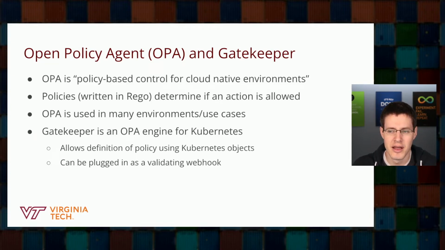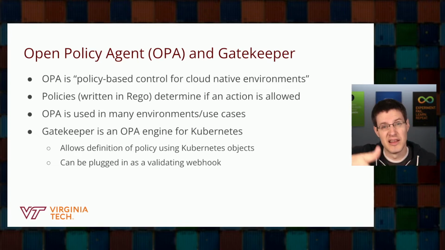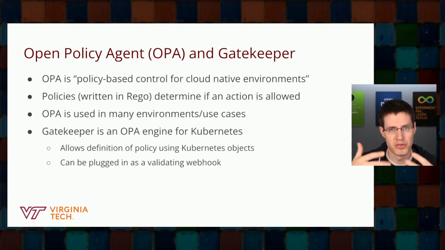OPA is used again in many environments and use cases, and what Gatekeeper does is it basically surrounds or wraps OPA, that policy engine, and it provides the web server to be able to receive those webhook requests, parse the JSON, and then basically pass the object into the policy engine, where then we can just write our policies. It allows us to define our policies using custom resources, which we'll see here in a minute. So again, think of OPA as the underlying policy engine, and then Gatekeeper is this wrapper around it that just makes it more accessible in a Kubernetes environment.